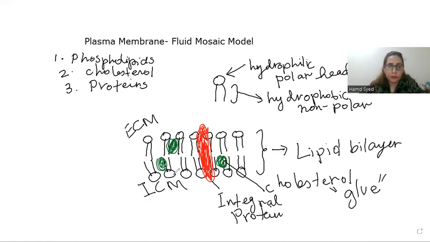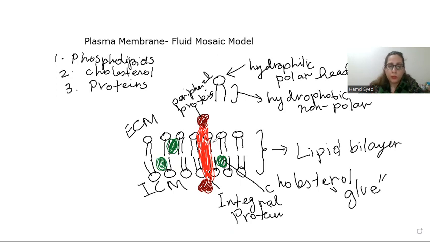transmembrane protein. There are some proteins which are not completely embedded within the plasma membrane, but are attached to the integral proteins, like this one I've drawn here. They might be attached to the inner aspect of the integral protein, or to the outer aspect of the integral protein. In both cases, they are known as the peripheral protein. The peripheral proteins are more in number on this aspect, which is the cytoplasmic surface.